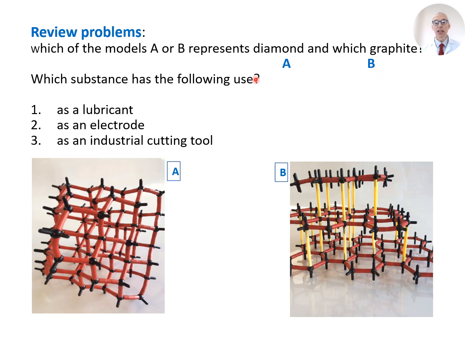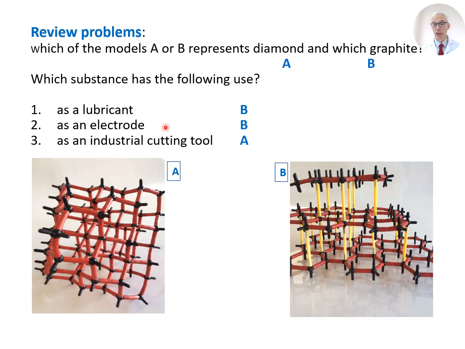Which substances have the following uses? Well, as a lubricant, graphite is used as a lubricant. These layers can slide over each other. Machine parts coated in graphite can move past each other smoothly.